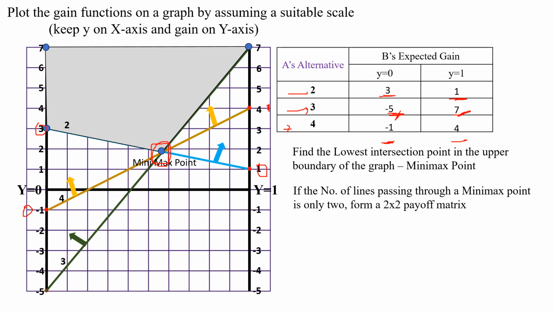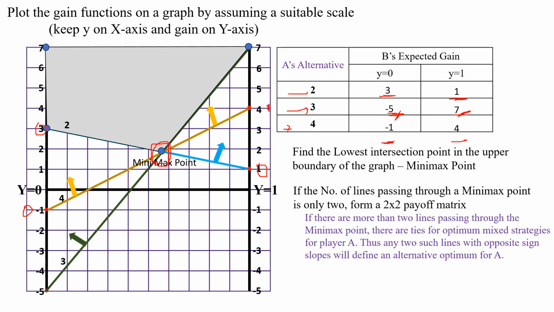And observe the number of lines passing through this minimax point. If the number of lines passing through this minimax point is only 2, then we have to form a 2 by 2 payoff matrix. If more than 2 lines are passing through the minimax point, there is a tie for the optimum mixed strategies for player A. In this condition, any two such lines with opposite sign slope will define an alternative optimum for A.